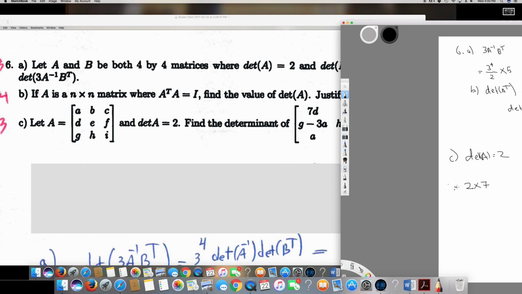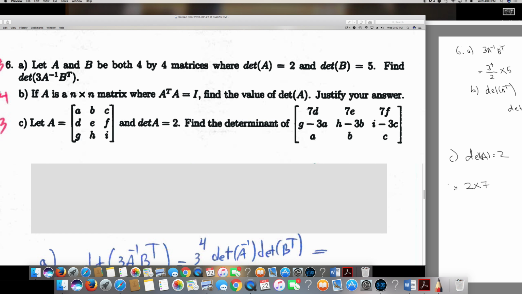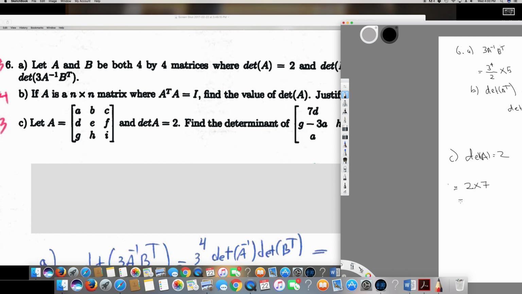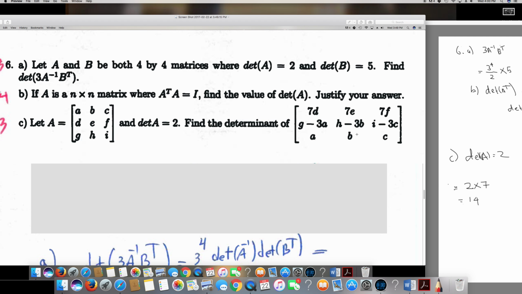So the only thing that happened was we took the 7 common, and that multiplies outside with 2. That's the only thing that happened. The final answer is 14. So the determinant of this matrix is equal to 14.